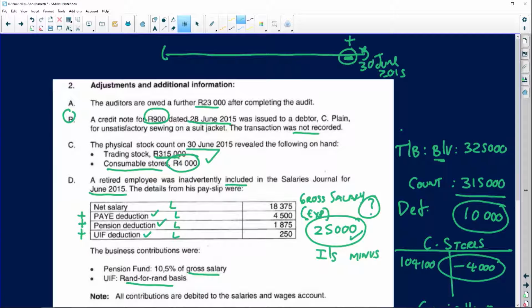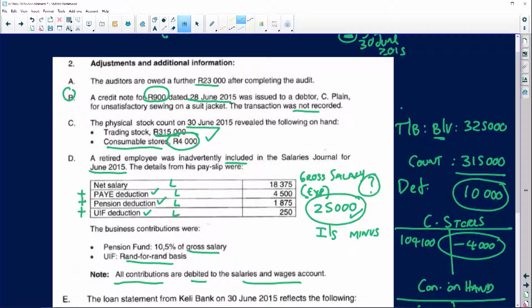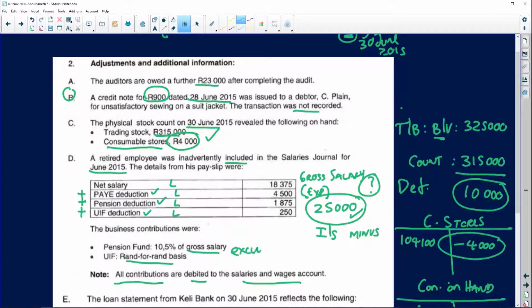We are then told the business contributions were pension fund 10.5% of gross salary, UIF rand for rand basis. All contributions are debited to the salary and wages account. So in other words, in addition to his salary, he also receives additional pension from the business's contribution, as well as a contribution for UIF. So once again, remember, by mistake, these amounts were included. We will now have to calculate the amount and exclude this amount from salary and wages in the income statement.